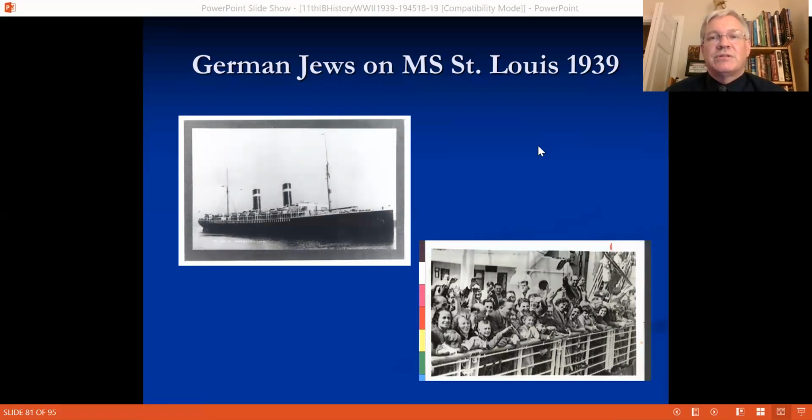German Jews, having gone through Kristallnacht and the Nuremberg laws and all kinds of anti-Jewish persecution by the Nazis, many of them found their way onto boats. This boat in particular, the MS St. Louis, they tried to immigrate from Germany to the United States of America. And they arrived in the United States of America, and here they are in port. I'm going to say New York or so forth.